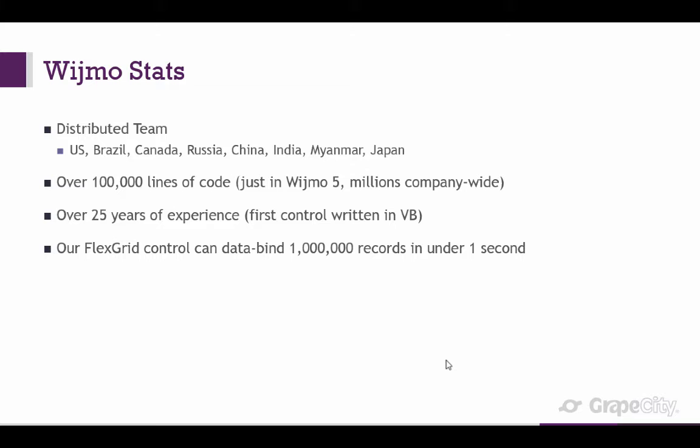And just another interesting statistic is that our JavaScript flex grid control can data bind 1 million records in under 1 second. That's something that when we first started Wijmo, I never thought I would see that actually happening. So it's pretty cool. It's a testament to JavaScript speed today, and also a really well engineered JavaScript grid.